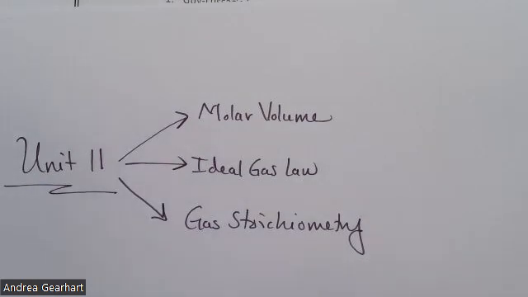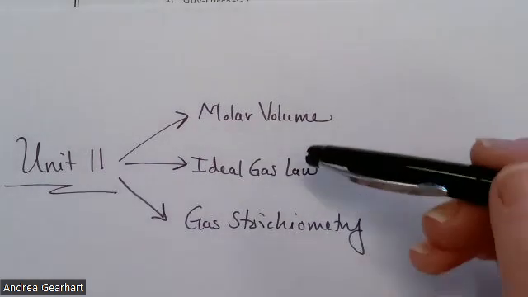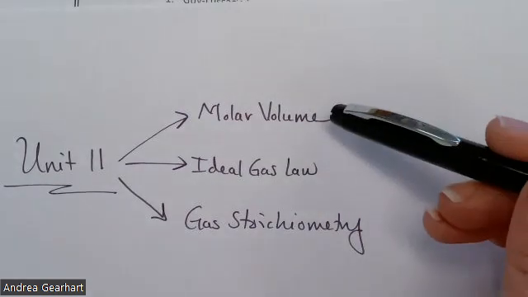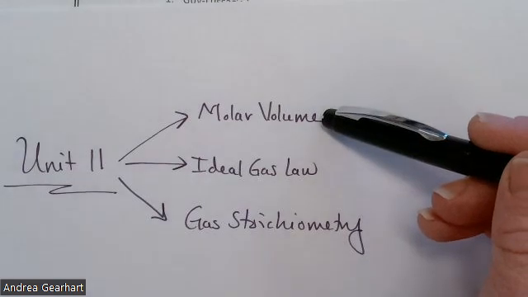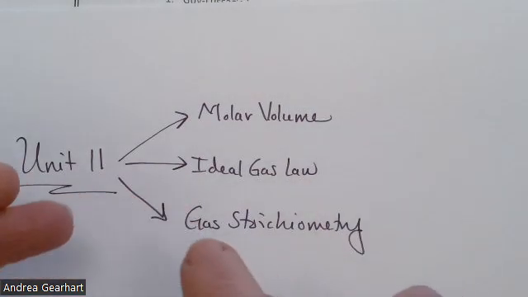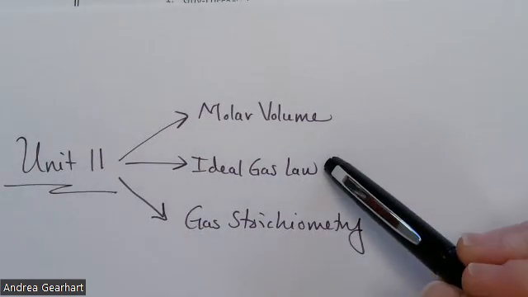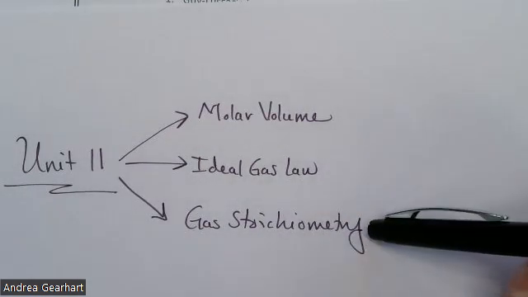To be transparent, this chapter is a problem-solving chapter. We will learn 3 different types of problem solving. The first, molar volume. What is it? When can we use it? And then how do we use it? The ideal gas law and gas stoichiometry.